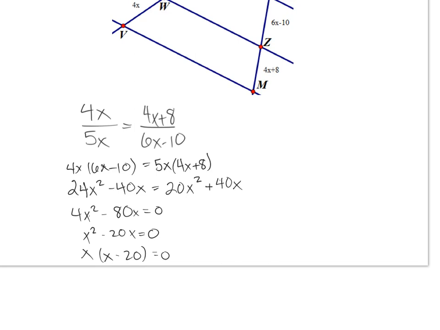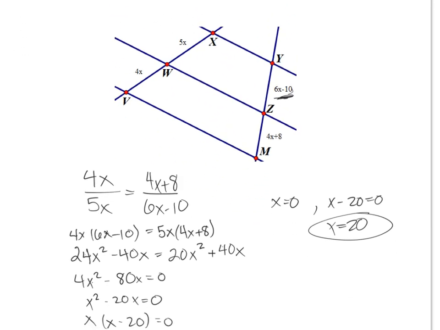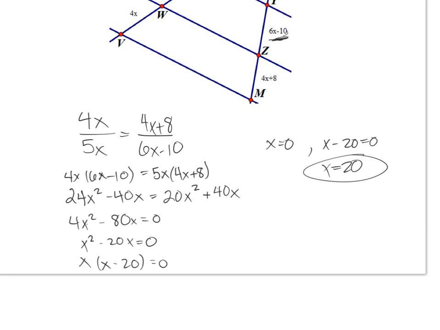I set each of those equal to 0, and x minus 20 equals 0. So x must equal 20, because if it equals 0, then I have side lengths of 0, and actually, if I plugged it in here, I get a side length of negative 10, which is just not okay. So x must be 20. And yes, that's all I wanted to find.